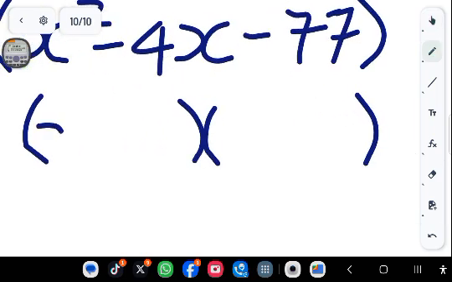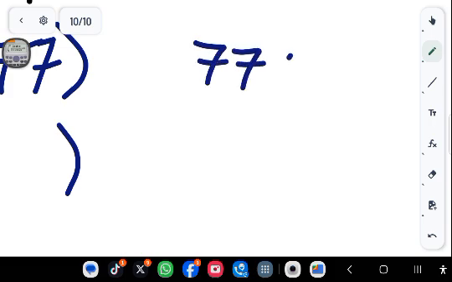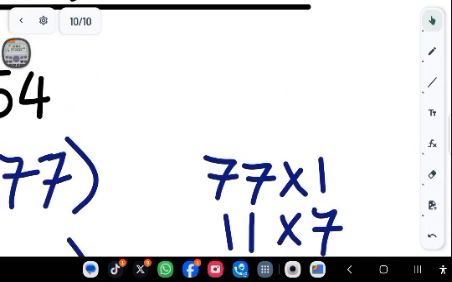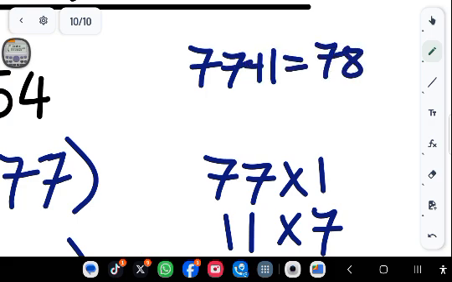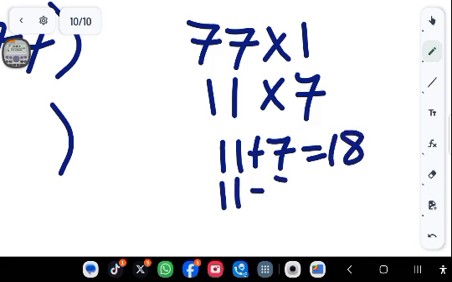So we've got x and x, and then 77 times 1, and then we've got 11 times 7. Those are the two factor pairs we have. All right, the combination that can give us 4, let's see. 77 plus 1 equals 78. Now let's look at what happens when we subtract. 77 minus 1 gives us 76. And then the other factor pair, 11 plus 7 gives us 18. Then 11 minus 7, okay, take out a calculator.